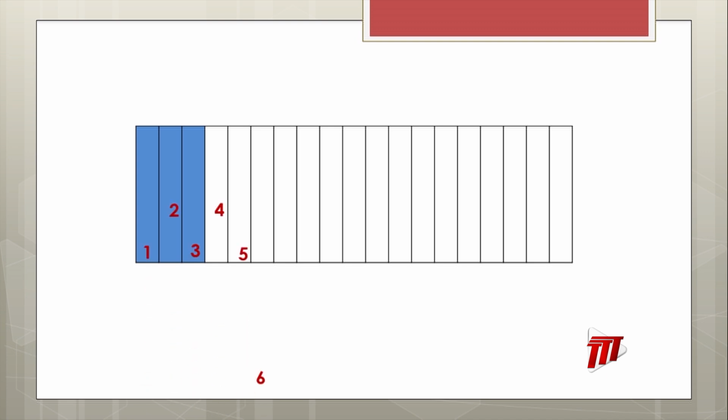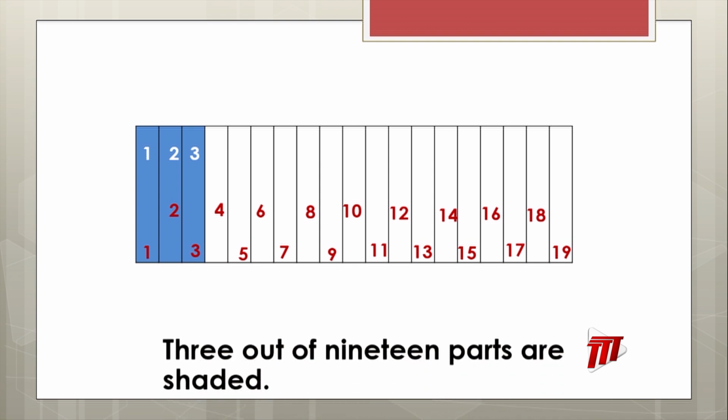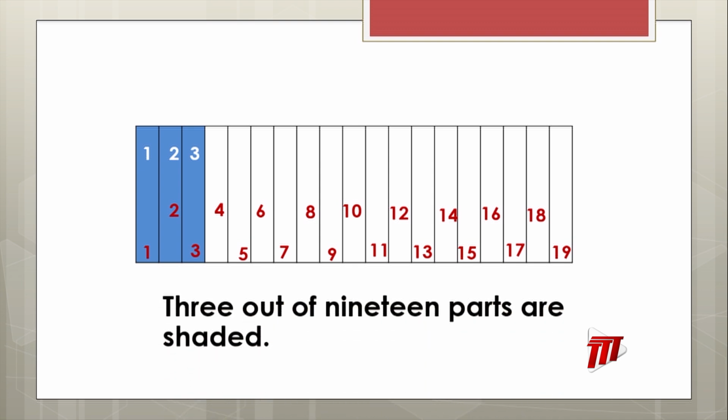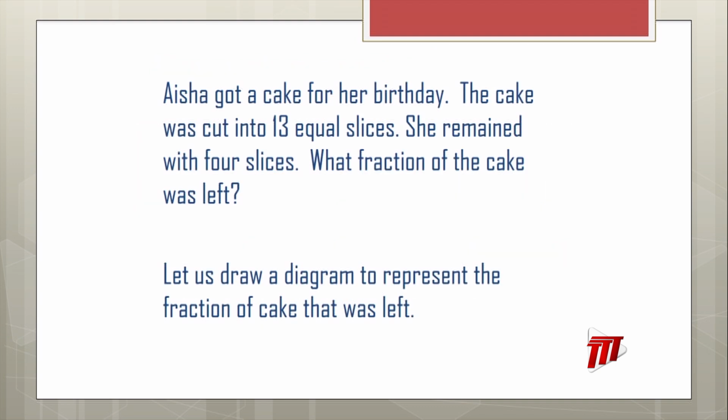1, 2, 3, 4, 5, 6, 7, 8, 9, 10, 11, 12, 13, 14, 15, 16, 17, 18, and 19. How many pieces were rotten? That's correct, 3. Let's count to see. 1, 2, 3. So 3 out of 19 parts were rotten, and that is called 3/19ths. Okay? Let's try another one. So far, can you tell me what fractions you have learned? You learned about 20ths, 16ths. I hope you're paying attention. All right, so let's continue.